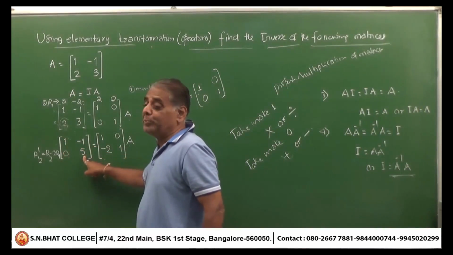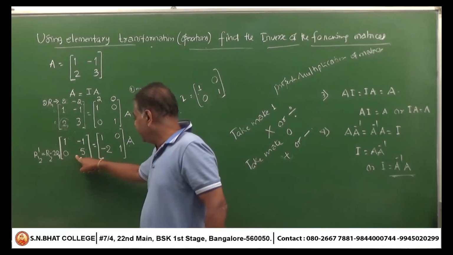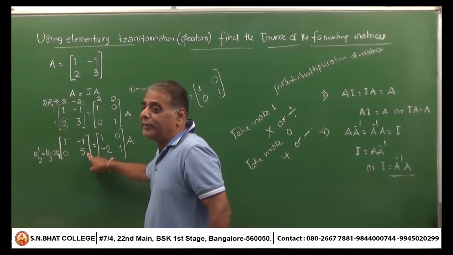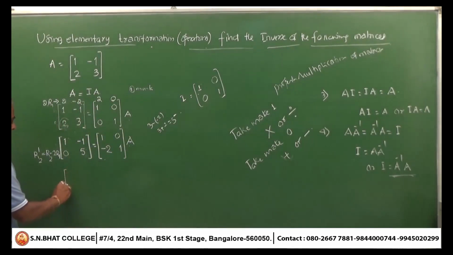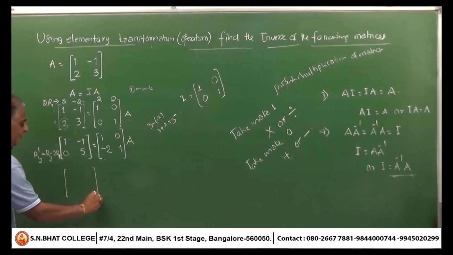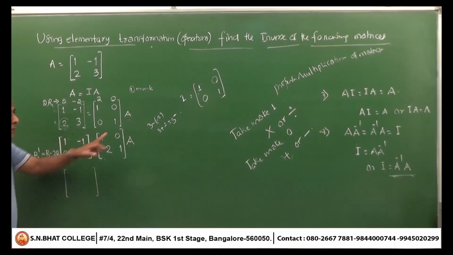Next, I have to make this to be 1. To make this one, divide R2 by 5. 5 by 5 becomes 1. Therefore, in the next step, I have made 1. I have made 0. Next, I have to make this to be 1. Therefore, divide R2 by 5. This is R1, this is R2. To make this to be 1, divide R2 by 5.